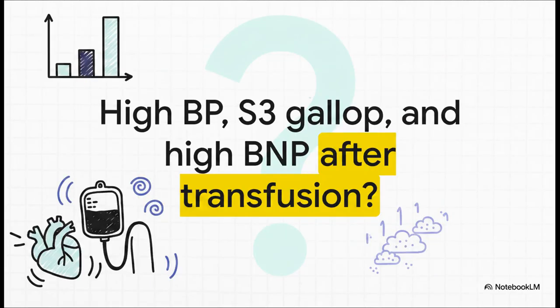Okay, let's try vignette 2. 2 hours into a transfusion, an elderly patient develops severe shortness of breath. On exam, you note a blood pressure of 170/95, bilateral crackles in the lungs, and an S3 gallop. The BNP is also elevated. So what are we looking at here?